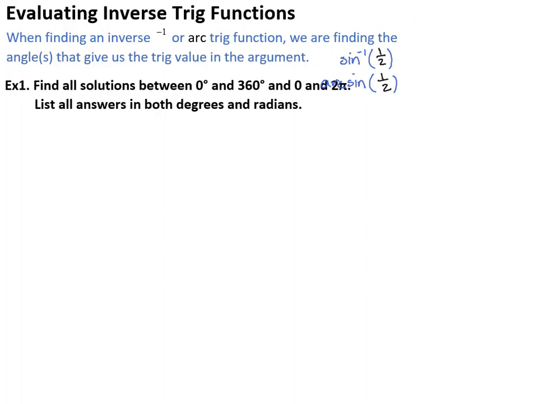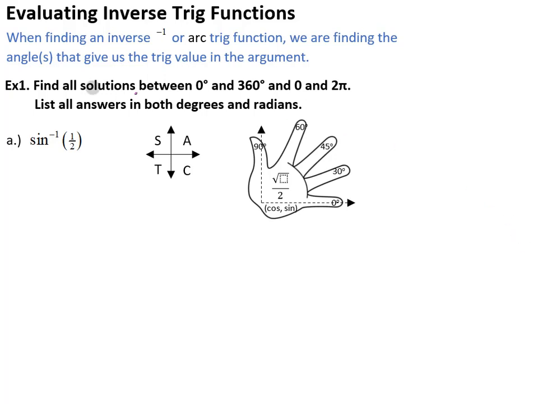Let's work through some of these. Find all solutions between 0 and 360 degrees and 0 and 2 pi. List all answers in both degrees and radians. That's going to help us work with both of them and get used to converting between radians and degrees even more. So let's do that exact problem. Let's find the arc sine or inverse sine of positive 1/2.